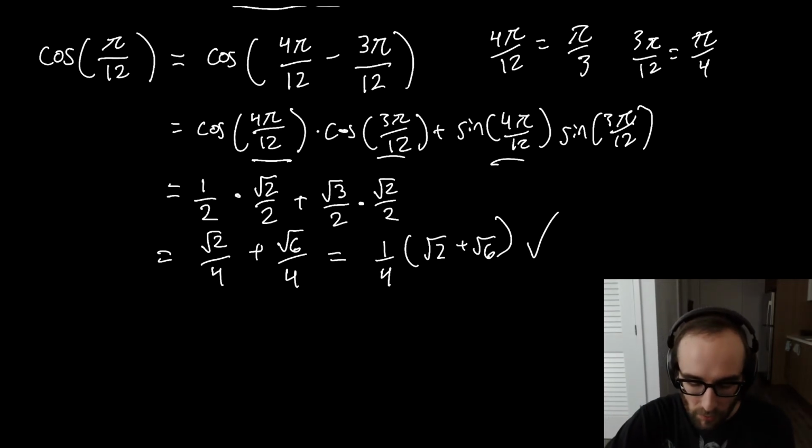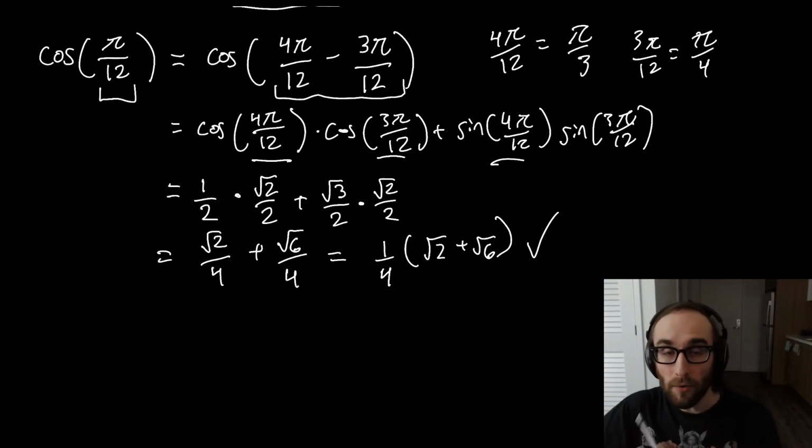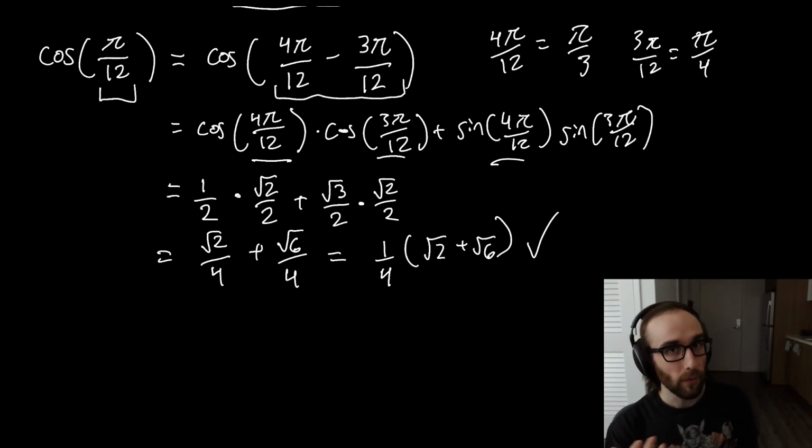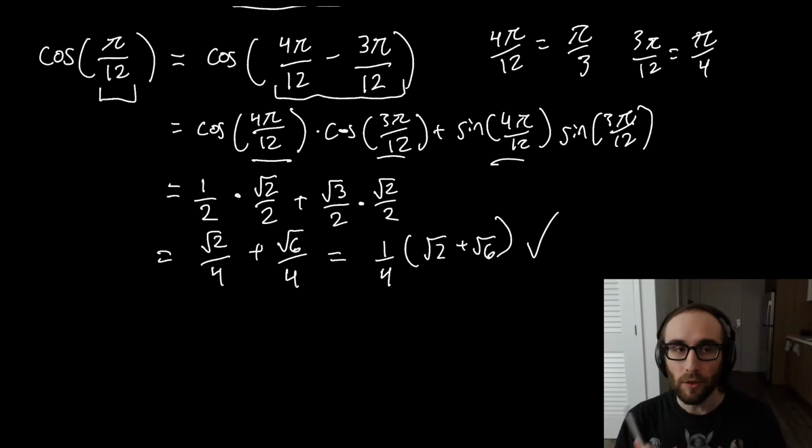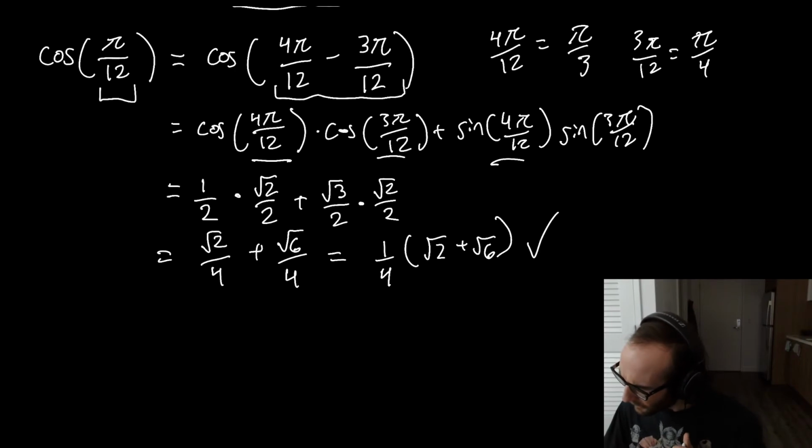So again, we took pi over 12. Now we're working with radians. Split it up into two radian values that we do know, rewrote it using the formula, and then simplified from there. So this is how we can use our sum and difference formulas to answer questions like these, finding sine values or cosine values of angles that we do not know. Okay.